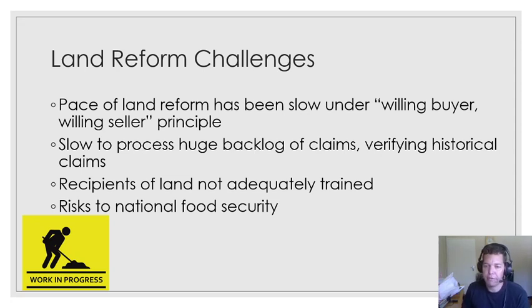It takes a long time to verify whether this person's great-grandfather was actually on that farm or not. People who then receive this land may have never farmed it before, and they might not have the skills to farm that land. They might not have adequate training to actually be farmers. And there are serious risks that if we just let the process go uncontrolled, our food security will suffer. So everything we do must make sure that we still have food in South Africa.